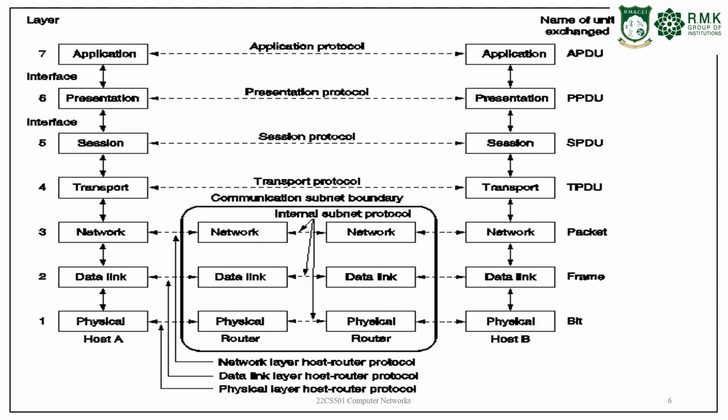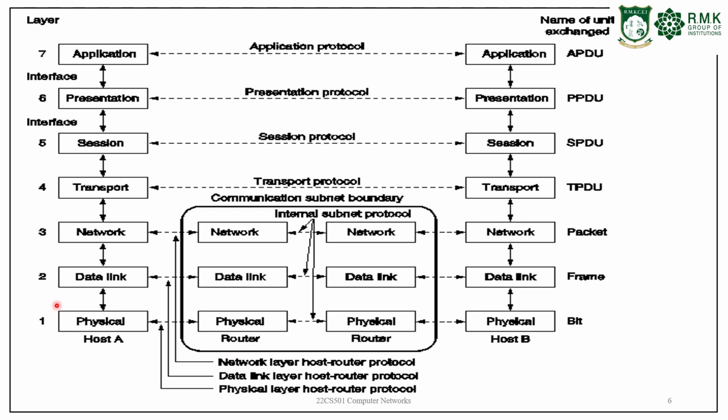So here, this is the layered architecture of the OSI reference model. If you observe, you have a host A and a host B. Both host A and host B will be communicating with each other with the help of these 7 layers. So host A can send a message, and host B can also send a message.